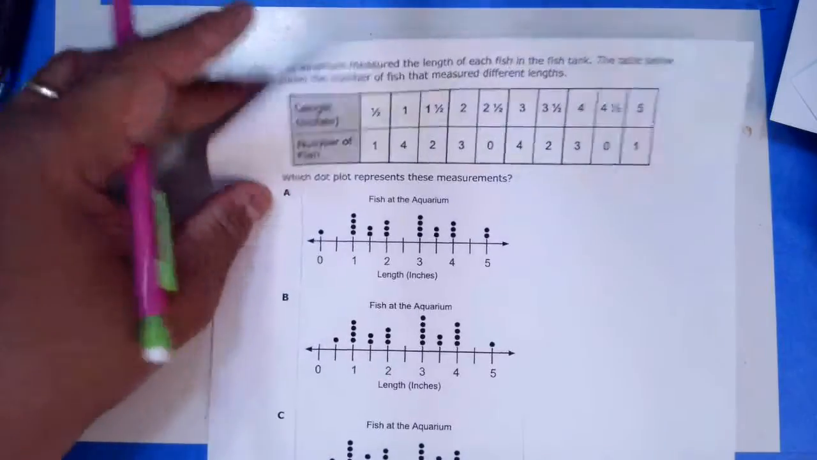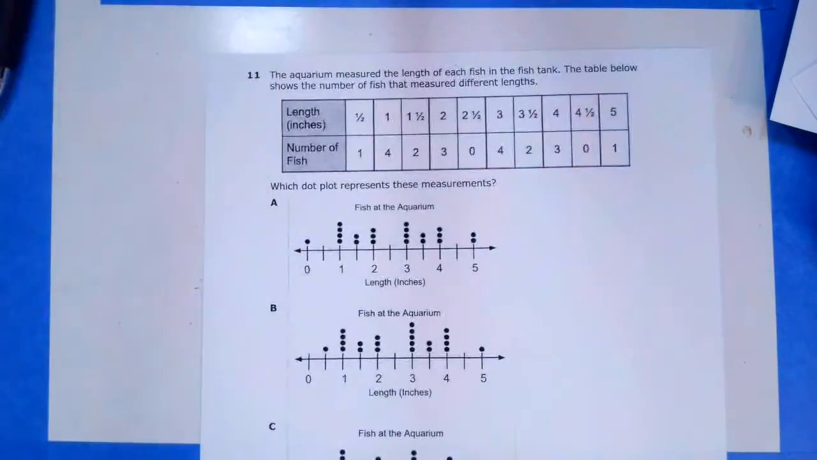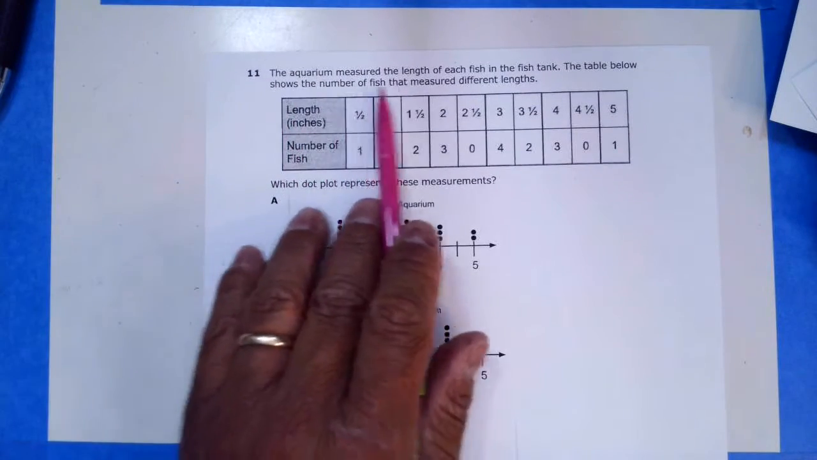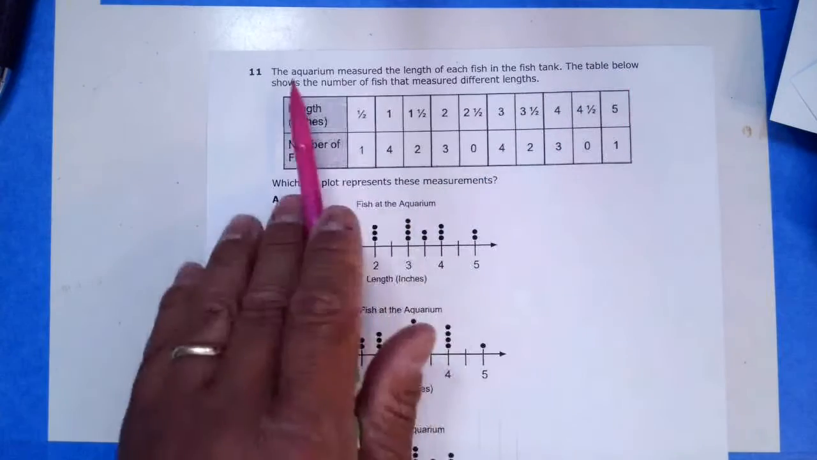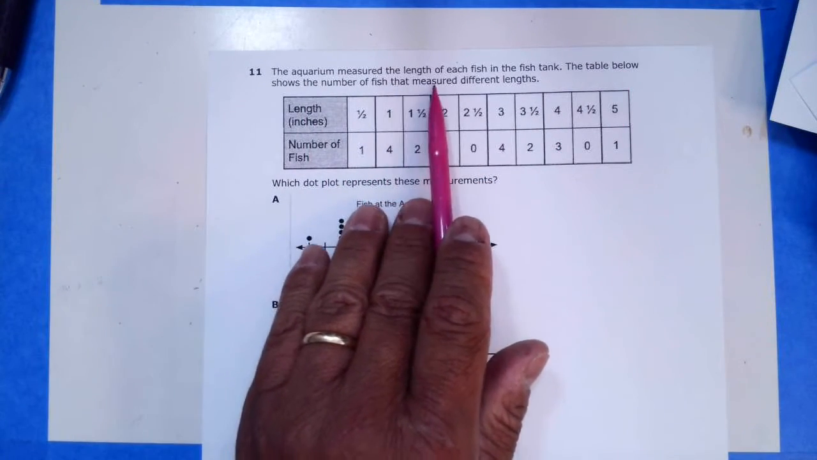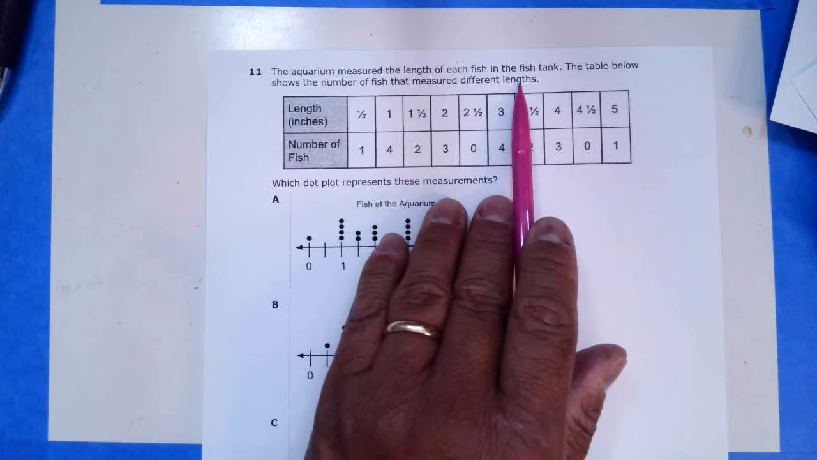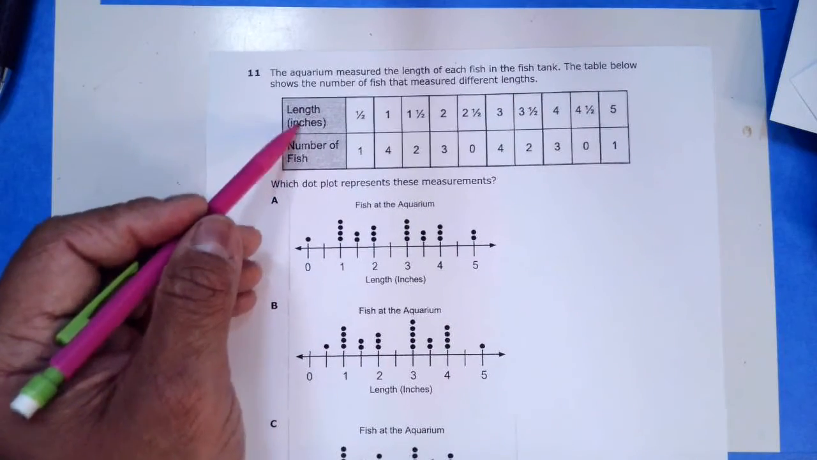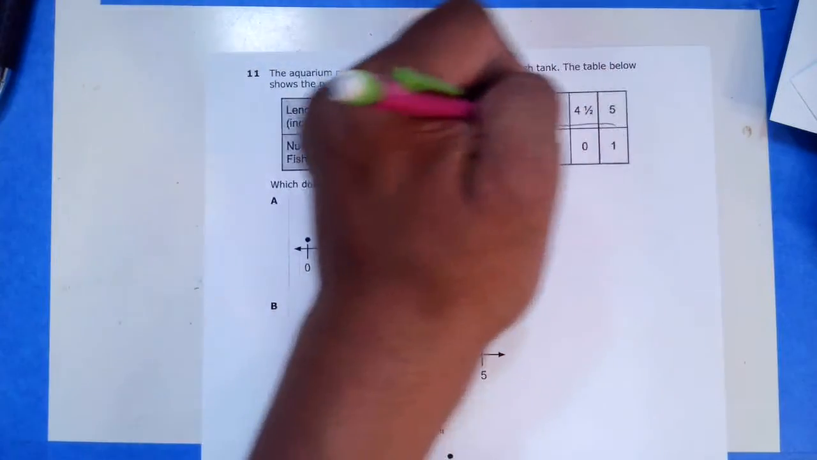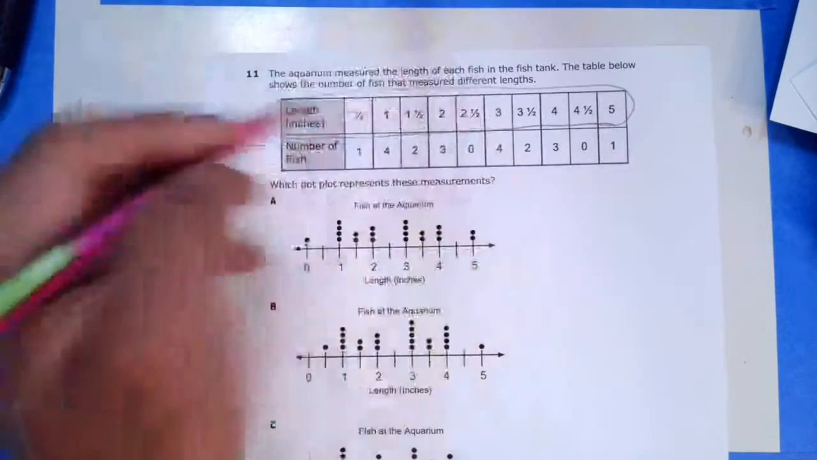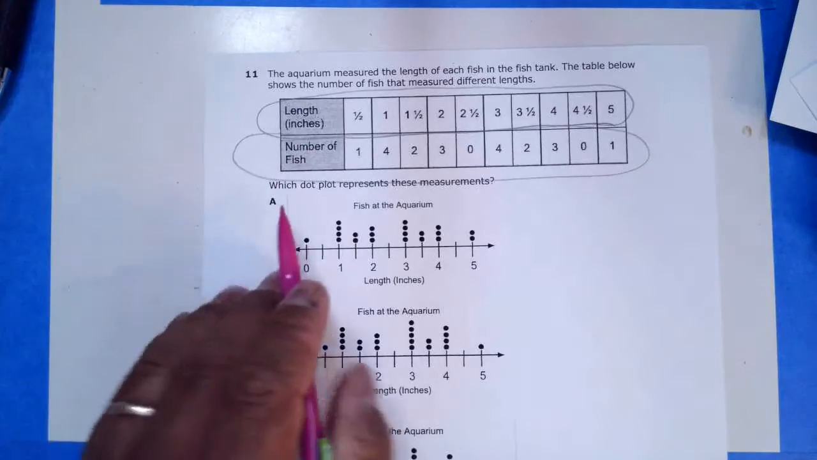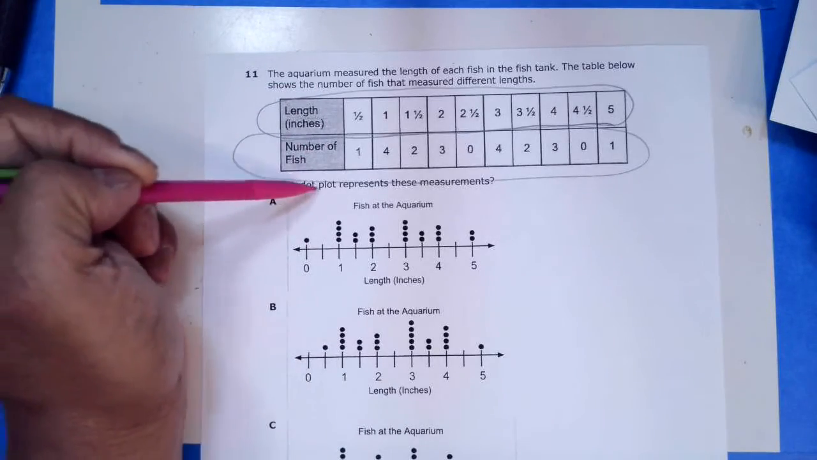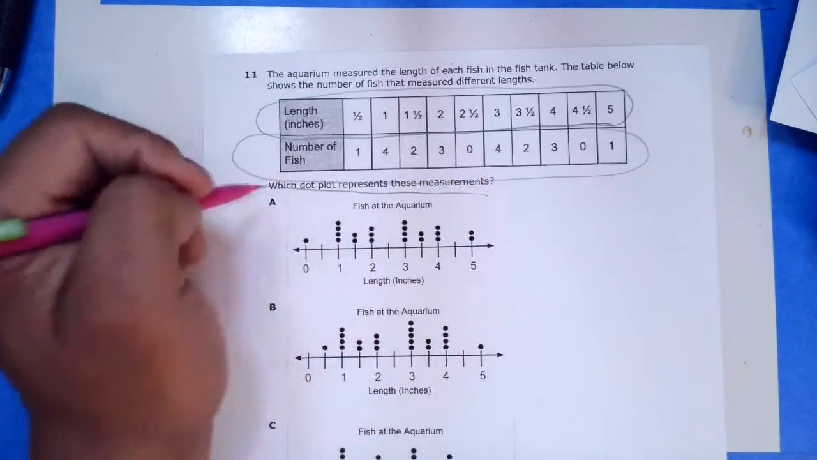Here's another one that unfortunately I cannot show all of it. So I'll just do it little by little. The aquarium measured the length of each fish in the fish tank. The table below shows the number of fish that measured different lengths. So length in inches. These are the lengths in inches. Number of fish. So which dot plot represents these measurements? We're looking for the dot plot.